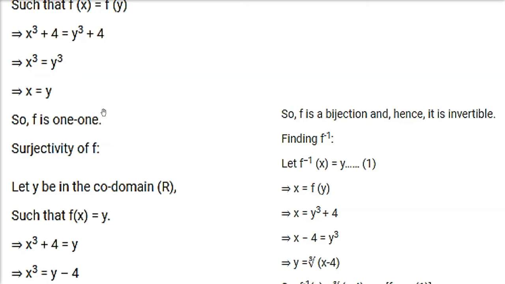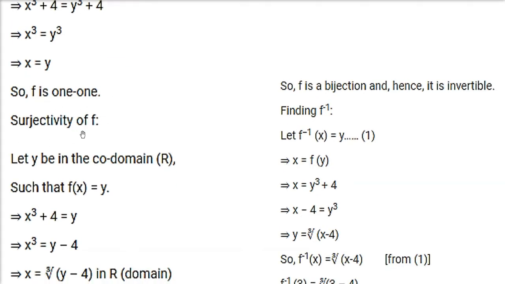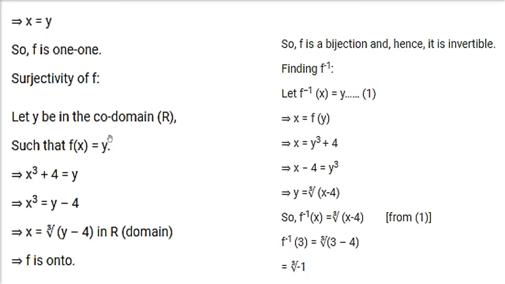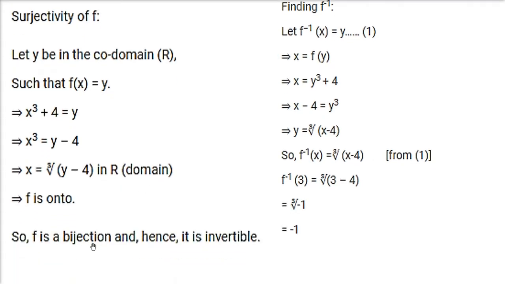Now coming to surjectivity. Surjectivity means what? f(x) equals y. So x cube plus 4 equals y. Because we want every value of the second set to have a pre-image in the first one. So x cube plus 4 equals y. Take the 4 to the right hand side, x cube equals y minus 4. Now you take the third root. So this is the third root of y minus 4. And this is valid in R. So it is onto also, it is bijective.